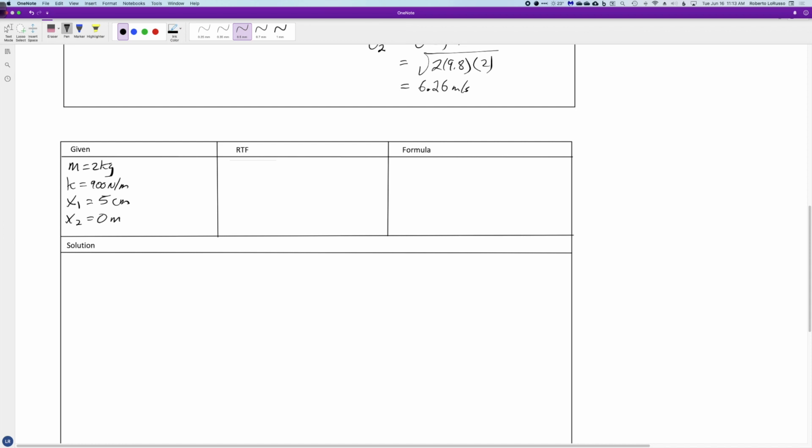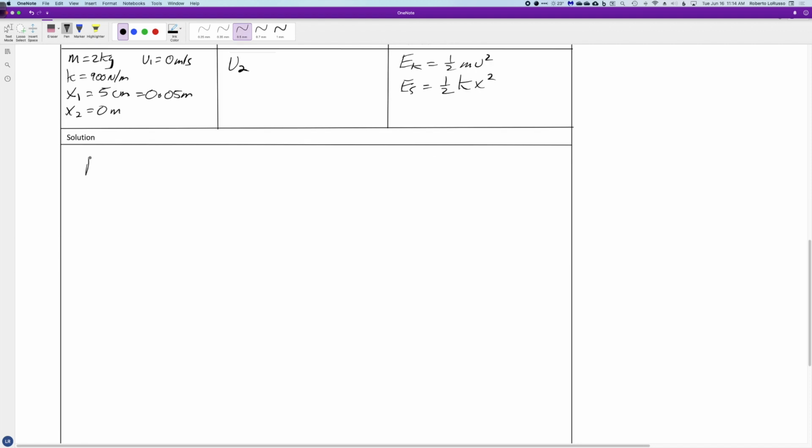Now, see how this says 5 centimeters? That's the wrong unit. We have to change it to meters. So that's going to be 0.05 meters. And the other thing that we know, and this is important, we have to assume that the initial speed is at rest. So V1 is equal to 0 meters per second. So we're looking for the V2. Well, we have two formulas. The kinetic energy, 1/2 m v squared, and the spring energy, 1/2 k x squared.